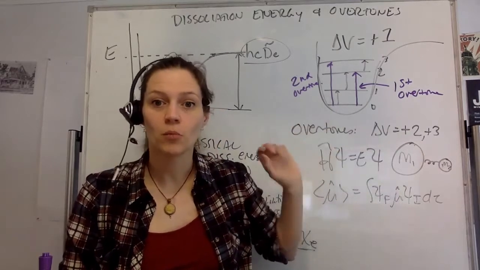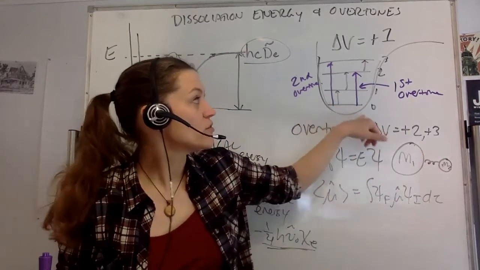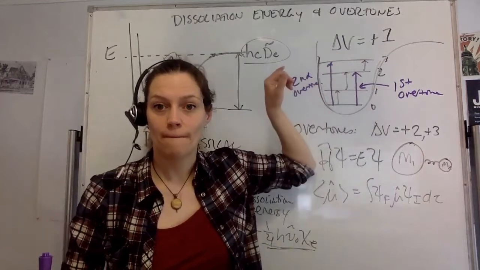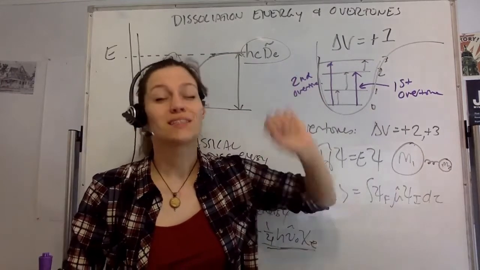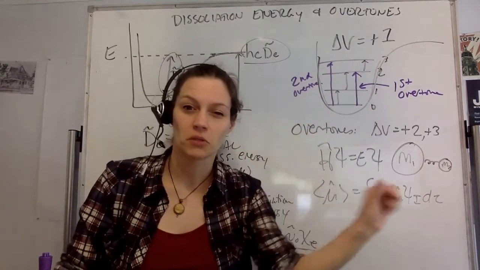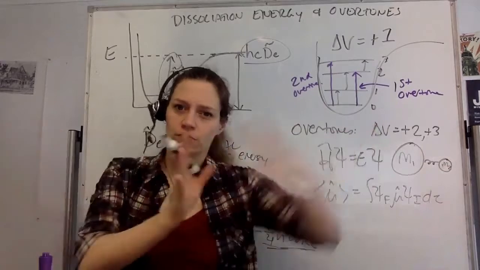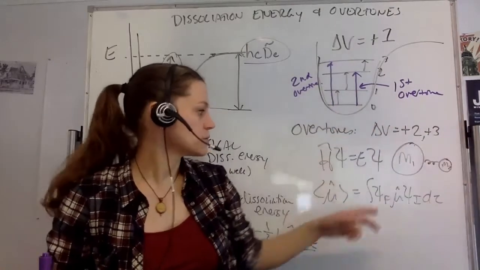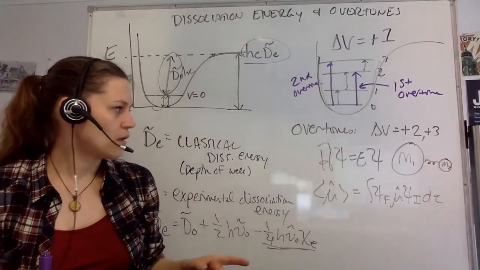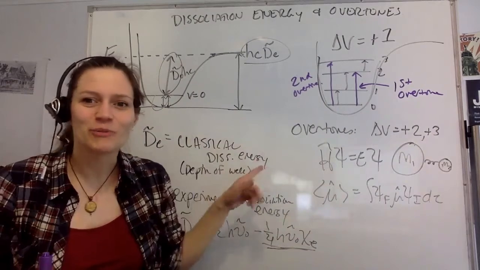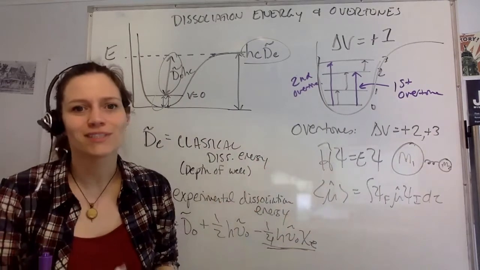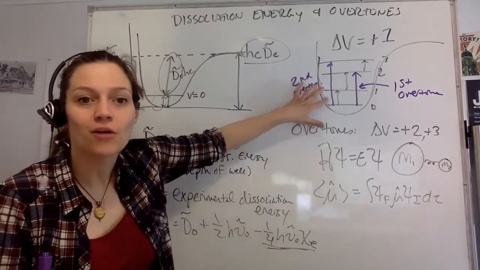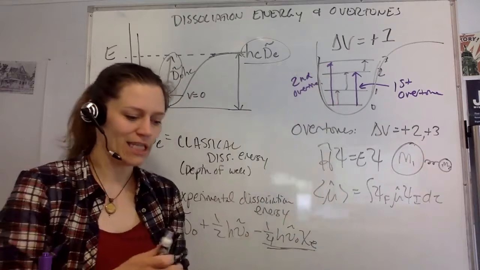So it's a very small number, but still non-zero when you have a transition from 0 to 2 and 0 to 3. It's a little bit bigger for 0 to 2, slightly smaller for 0 to 3, and it gets smaller and smaller as you go farther into the overtones. Okay, so what's really cool about the overtones is you can learn a lot about your system in terms of how anharmonic you are. Neat?